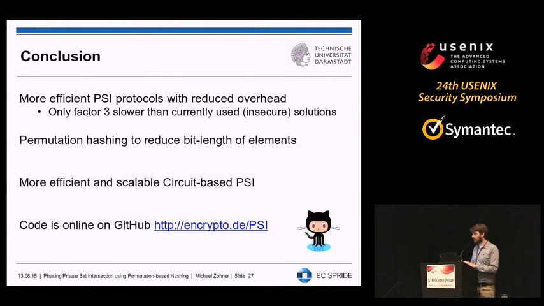So to conclude, we've introduced more efficient PSI protocols that reduce the overhead for runtime as well as for communication. And right now, we're only 3 times slower than the basic naive protocol. In order to do that, we use the permutation-based hashing technique to reduce the bit length of the elements. Also, we introduce a protocol for generic secure computation-based PSI where we designed a new circuit. And finally, our code is online at GitHub. You can check out the web address or just enter private set intersection in GitHub, which is most likely easier.